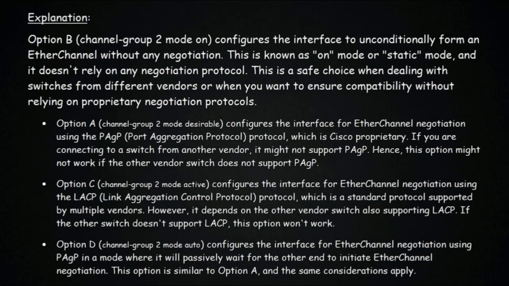Option B. Channel-group 2 mode on configures the interface to unconditionally form an EtherChannel without any negotiation. This is known as on mode or static mode, and it doesn't rely on any negotiation protocol. This is a safe choice when dealing with switches from different vendors or when you want to ensure compatibility without relying on proprietary negotiation protocols.